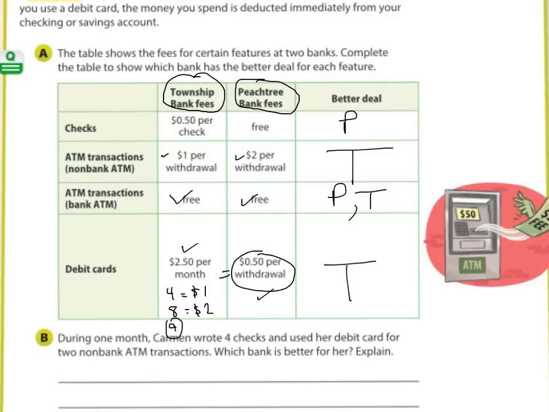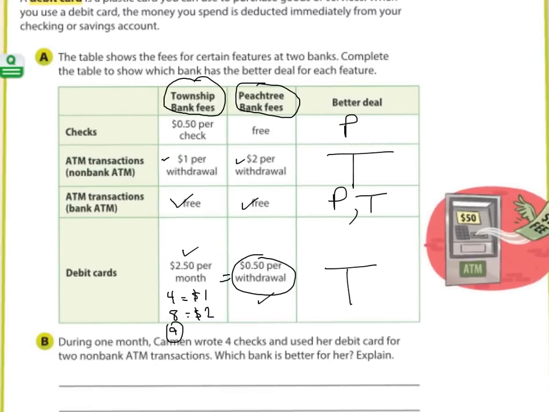All right, so B says, during 1 month, Carmen wrote 4 checks and used her debit card for 2 non-bank transactions. Which bank is better for her? So she wrote 4 checks. All right, so here that would be $2. And here it would be free. And then used her debit card for 2 non-bank transactions.